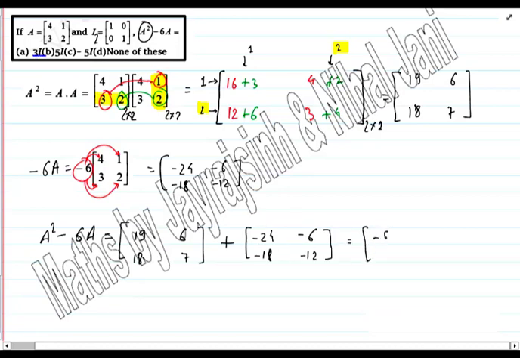So simply we will get minus 5 0 0 and minus 5, which is actually minus 5 into 1 0 0 1. We know this is the identity matrix. So the correct option is minus 5 I2. Ta-da!